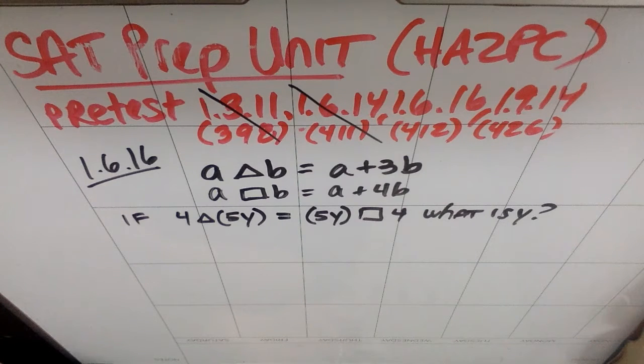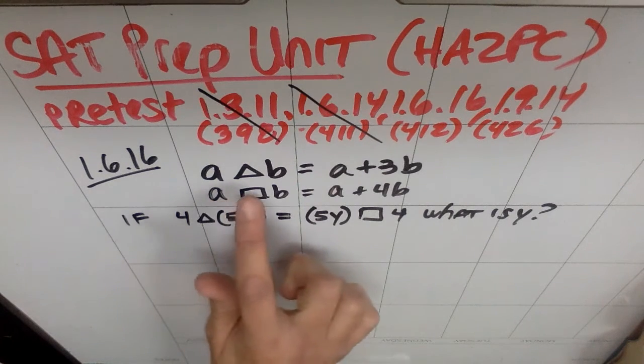So they'll define a function like a triangle b, or a square b, or a star b, or a smiley face b, and then expect you to use that defined function. But it's only defined for that one problem, and they just want you to demonstrate that you can assimilate new skills and use them. So in this problem, they actually define two functions. They define triangle and they define square.